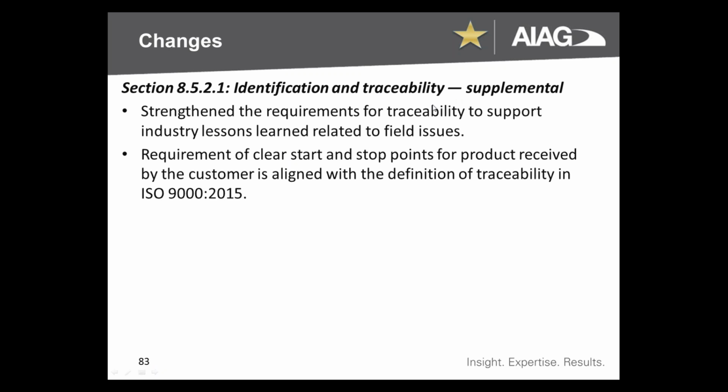8521, Identification and Traceability Supplemental. Really nothing above ISO 9001 here. Strengthening of the requirement for traceability to support industry lessons learned related to field issues. And there's a requirement for clear start and stop points for product received by the customer. Is aligned with the definition of traceability in 9000-2015.